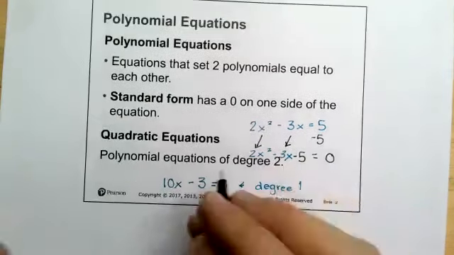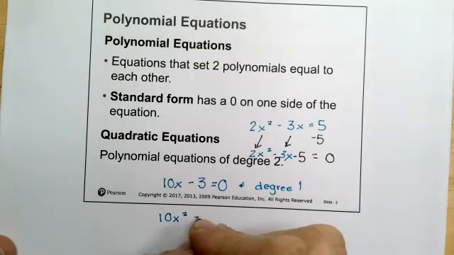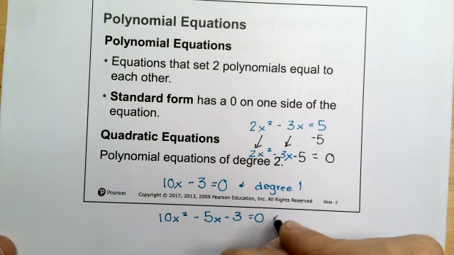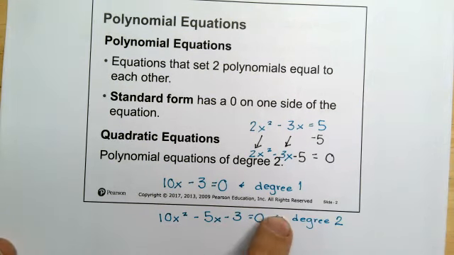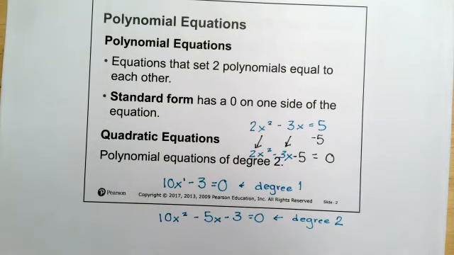That's a degree 1. If you had 10x squared minus 5x minus 3 equals 0, that is a degree 2, because the highest degree of the exponent is a 2. Degree 1, because that's an understood 1, right? So polynomial equations have a degree of 2, or you can call them squared, right?